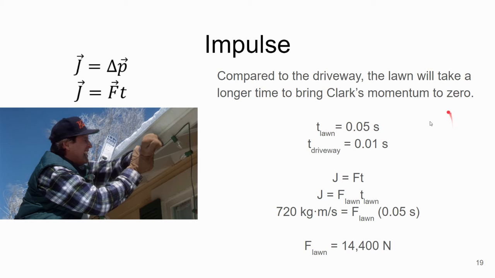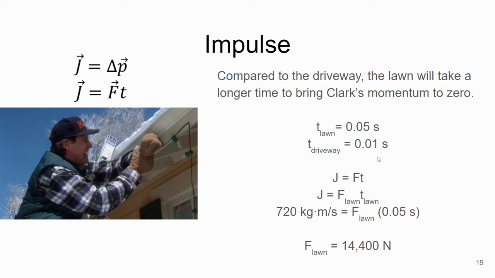So I made up these numbers. How long will the collisions take in either situation? If he lands on the lawn, this seems reasonable, but I totally made this number up. It might take 5/100ths of a second from the time when he starts to touch the lawn to when he completely comes to a rest on the lawn. So 0.05 seconds. Versus if he lands on the driveway, he will come to a rest much quicker. It won't be instantaneous. It will take some amount of time, but it will be a shorter amount of time.